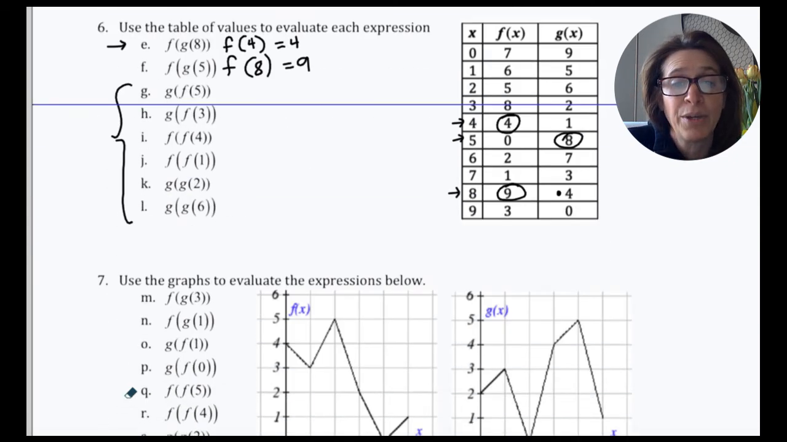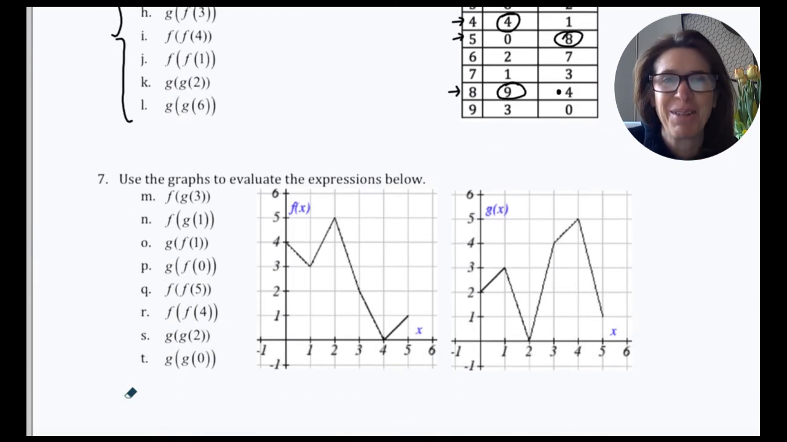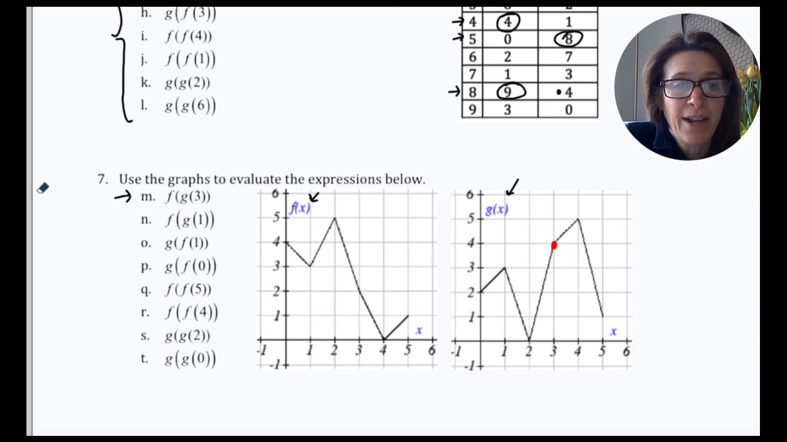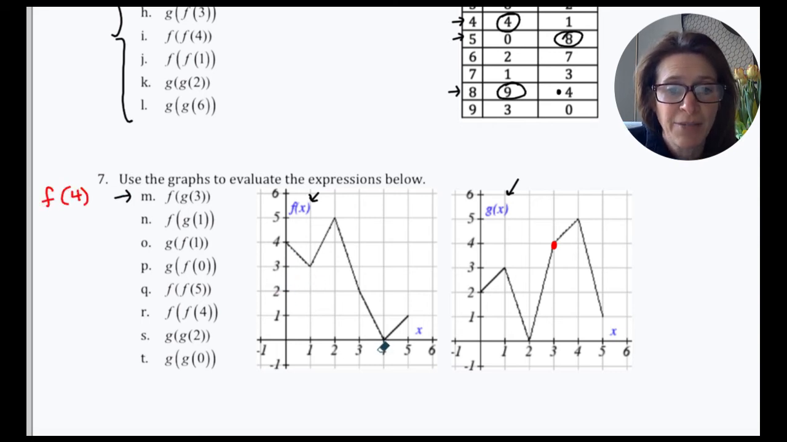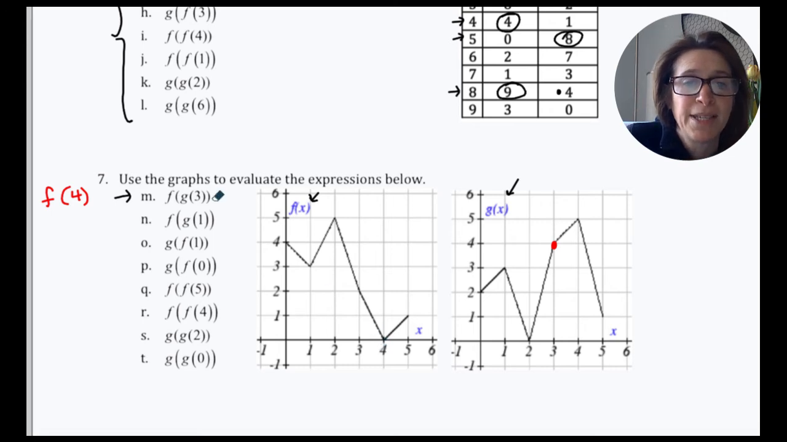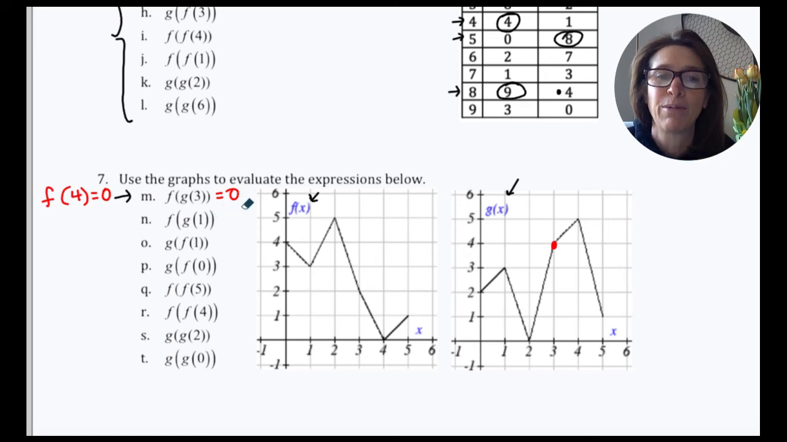All right, how do we use it on a graph? Again, we have to be able to look at this graphically as well. So here I've got two graphs, F and G, both labeled carefully. Let's try M. All right, so it says find F of G of 3. So I'm going to go to the G function and the X value of 3 and find the Y value, which is 4. So that means I'm going to be finding F of 4. F of 4, so I'm going to go to X of 4 and find the Y value, which would be 0. So F of G of 3 would be equal to 0.